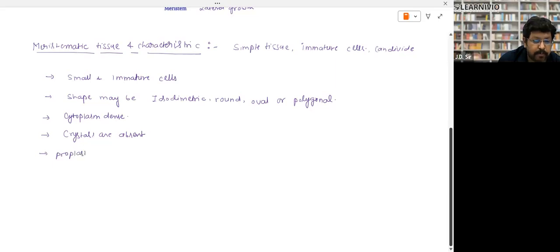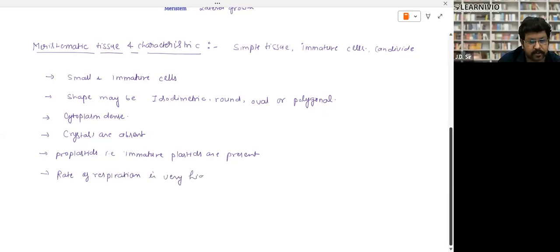Proplastids, that is, immature plastids are found. Plastids are present. Next one, rate of respiration, meaning food burning, is very high. So these are the properties of meristematic cells. Clear? Is that clear?